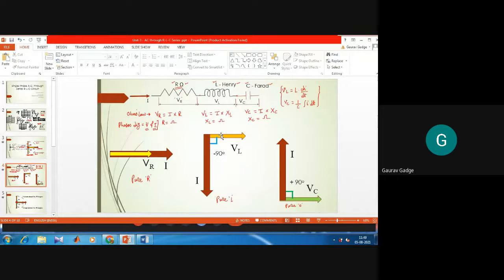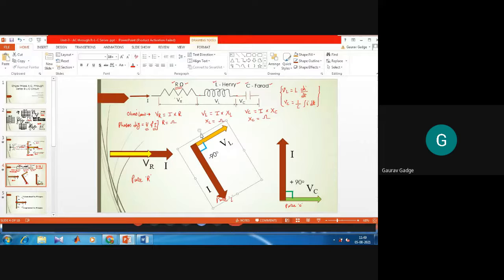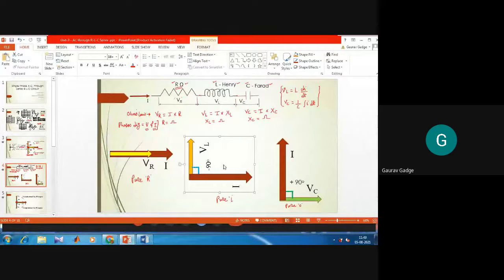Okay, now what do I do? Just see what I do. As I am making this for the RLC series circuit where the current is common, I have to consider current as the reference. So if the reference is changing, what will happen? Just see that if the reference is changing, both the elements change their position. Again, I'll show you this here.